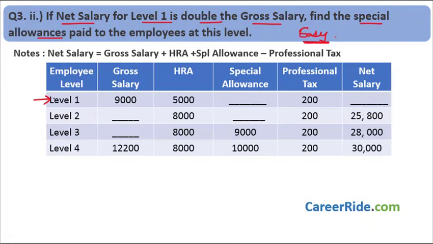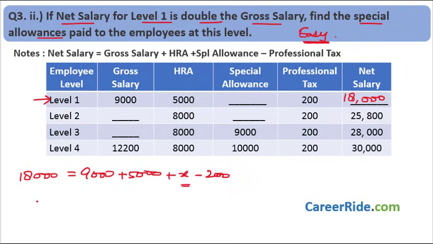Okay. So now it is given to me in the question that the net salary is double the gross salary. Okay. So gross salary is 9,000 here. It means my net salary is what? It is 18,000. And my notes tell me that net salary, means 18,000, is equal to gross salary, that is 9,000, plus HRA, that is 5,000, plus special allowances, I don't know, let me say X, minus the professional tax, that is 200. Is it possible for me to find the value of X from here?